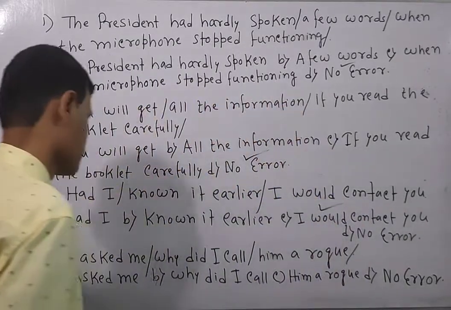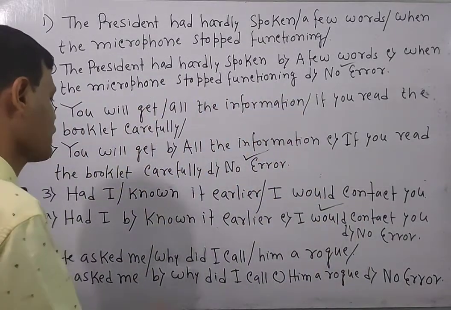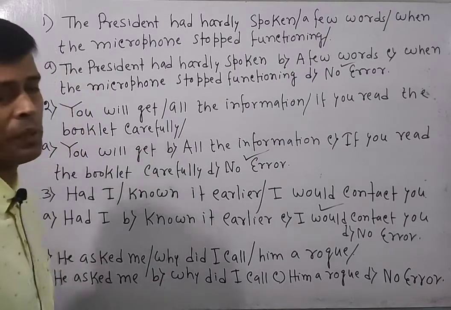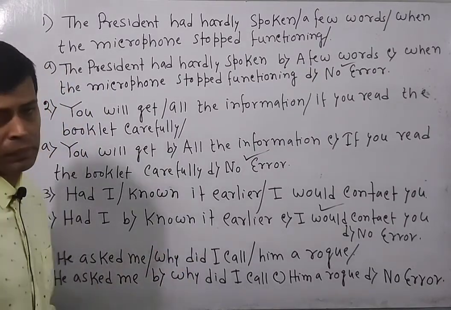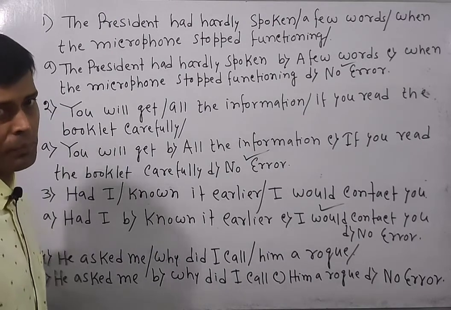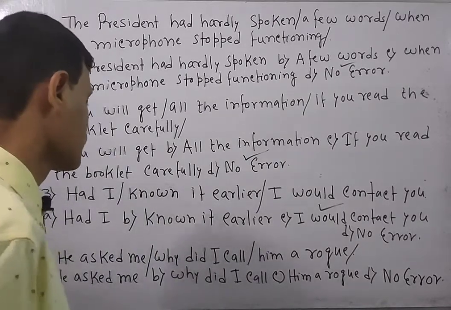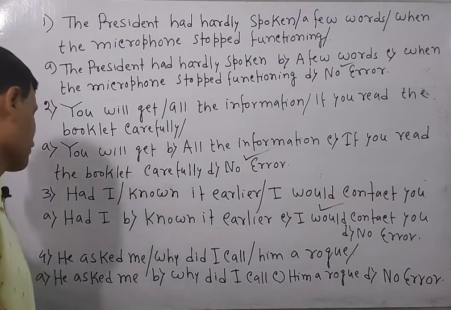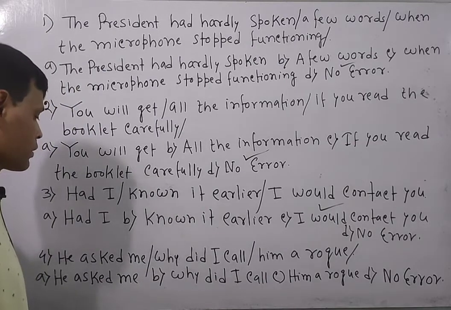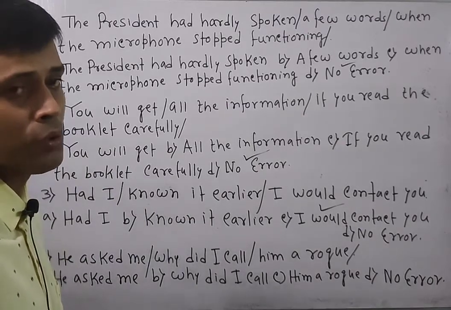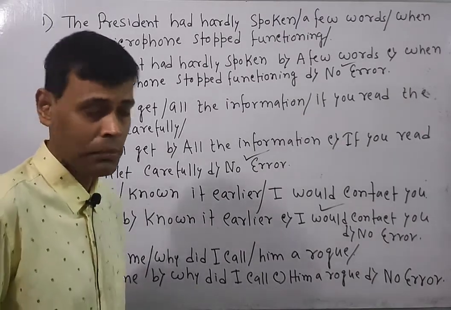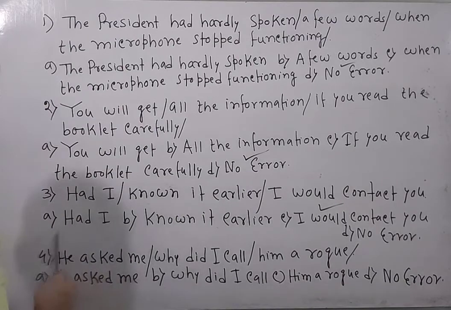Now look over the next question. He asked me why did I call him a rogue. Rogue means a wicked person. Now the sentence is based on the assertive form, but be careful about one thing. The sentence is based on the assertive, so you don't need to go for the VSO order.